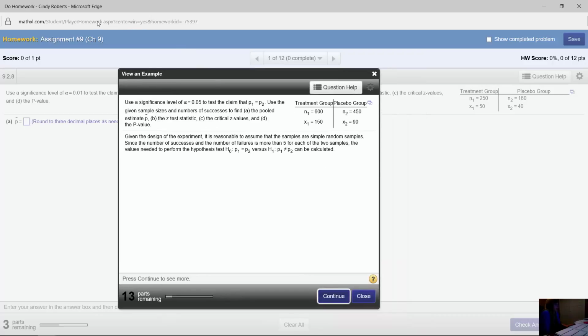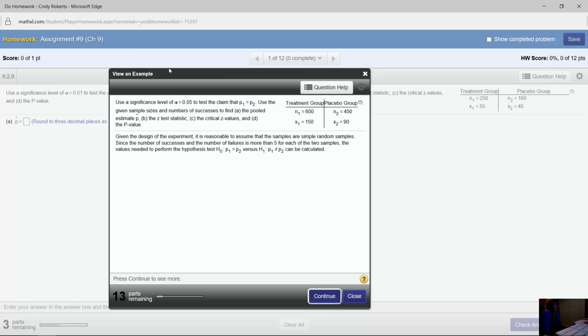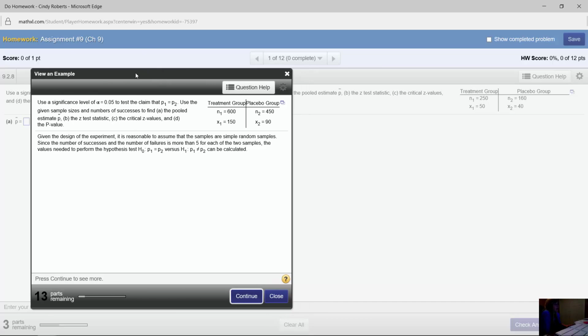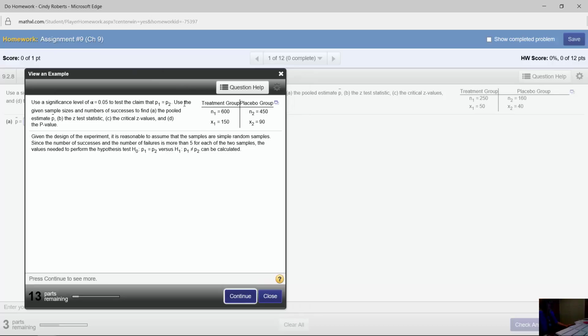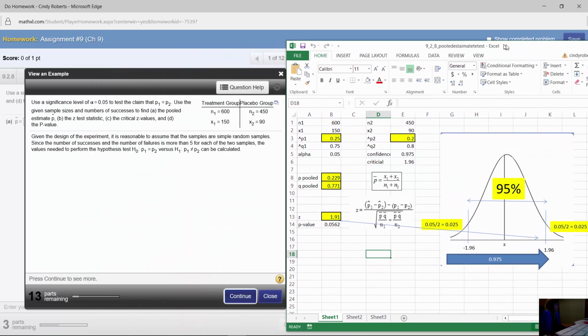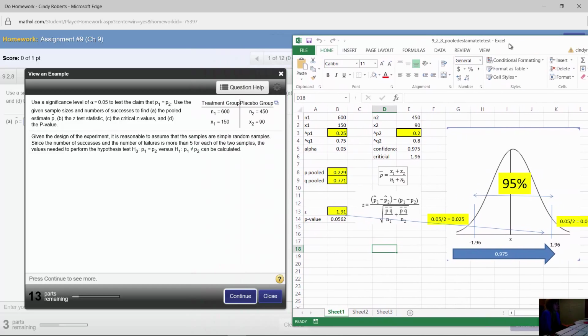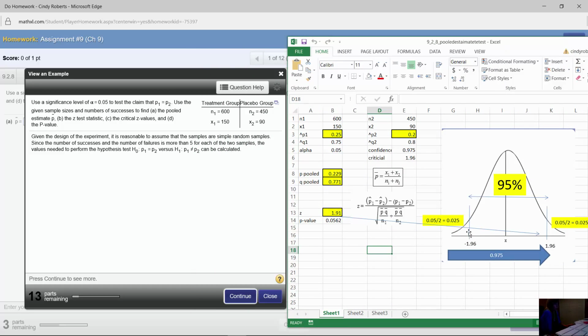So it says use a significance level of alpha 0.05 to test the claim that the proportions are equal in these two groups. Use the given sample sizes and numbers of successes to find the pooled estimate, the z-stat, the critical values, and the p-value. All right, so I have this Excel spreadsheet, and it is located in Blackboard.